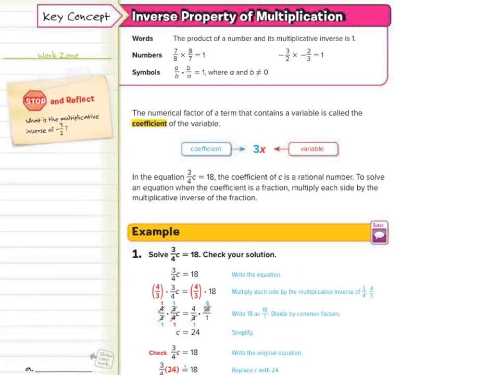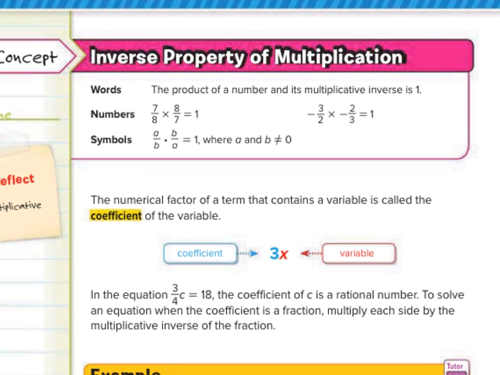So our first key concept is the inverse property of multiplication. The product of a number and its multiplicative inverse is 1. So that 7/8 times 8/7 is equal to 1. Negative 3/2 times negative 2/3 is equal to 1. The numerical factor of a term that contains a variable is called the coefficient of the variable. So we have our variable x, and this number to the left is 3, and that's the coefficient.